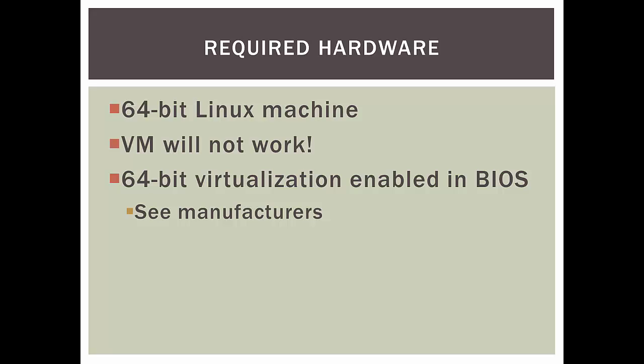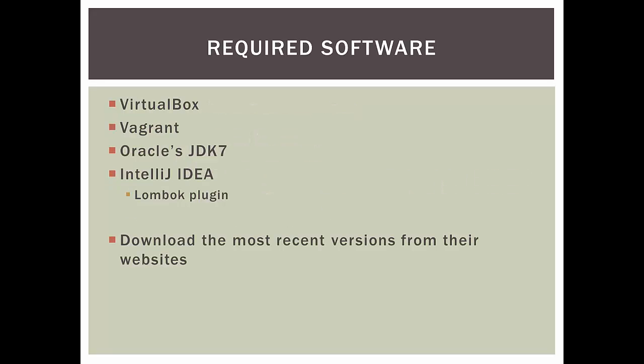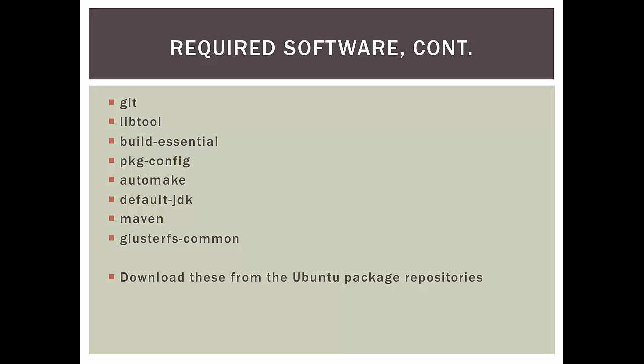In order to follow these instructions, your CPU must have 64-bit virtualization technology enabled in the BIOS. See your motherboard and CPU's manufacturers for information on how to do so. The following software is needed for this project: VirtualBox, Vagrant, Oracle's JDK 7, IntelliJ IDEA with the Lombok plugin. Download the most recent versions of these software packages from their respective websites. In addition, the following software must be downloaded from the Ubuntu package repositories: Git, libtool, build essential, package config, automake, default JDK, Maven, and GlusterFS common.